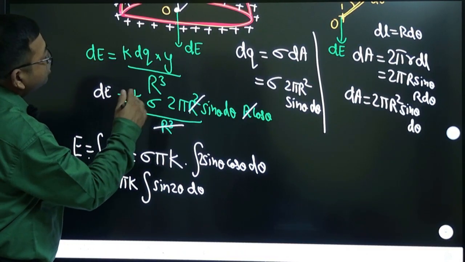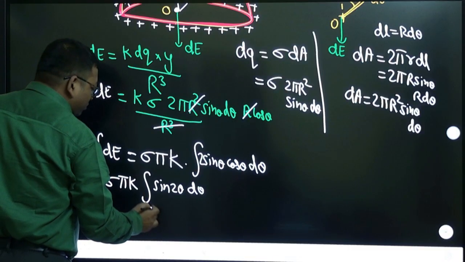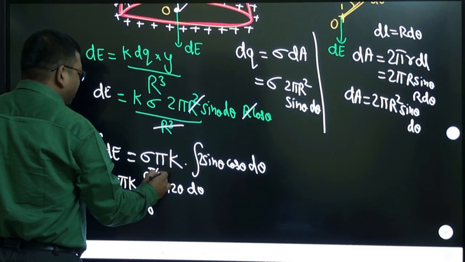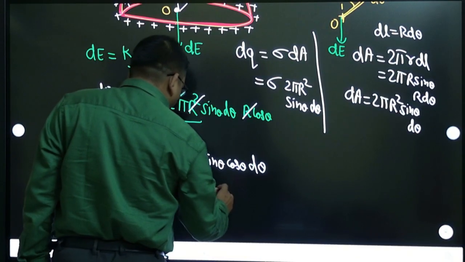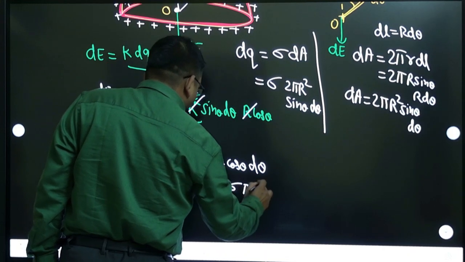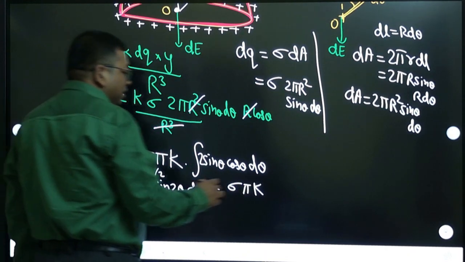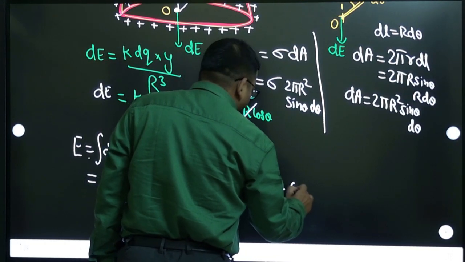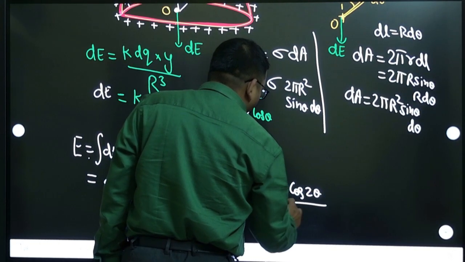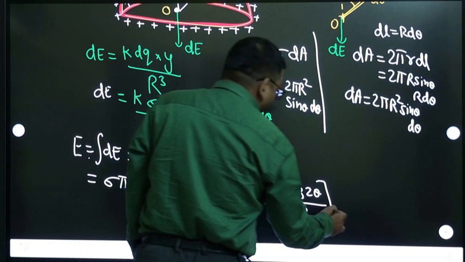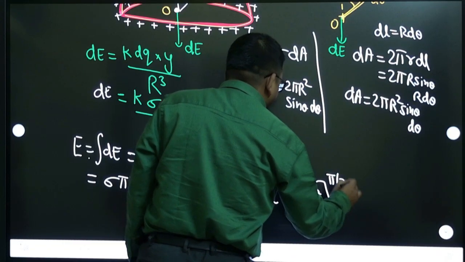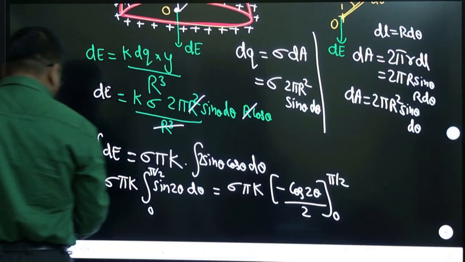And the angle is going from 0 to 90 degrees. You should remember 0 to pi by 2. Pi by 2 means 90 degrees. Now integrate sine. So sigma pi k, sine integration becomes minus cos 2 theta, and note that the coefficient gets divided. And we have to take it from 0 to pi by 2. Let us now substitute that.